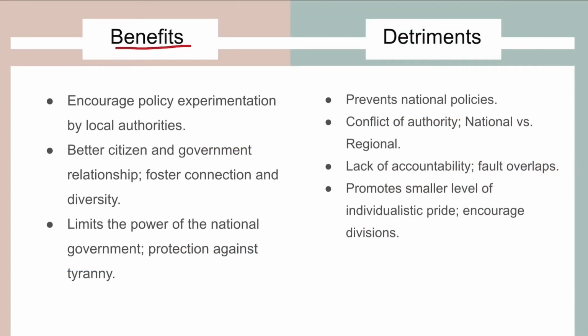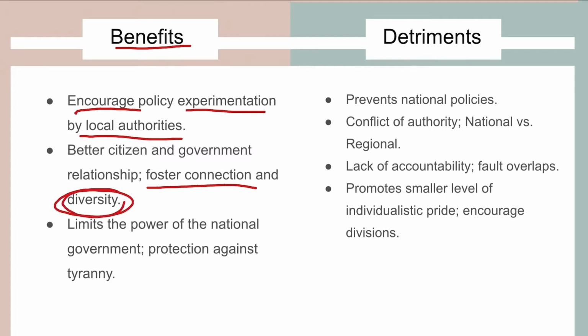And now for the benefits. This encourages policy experimentation by local authorities. Whenever a subunit implements a law, you can see that as a testing ground, which other subunits can analyze. With this system, the government and the citizen can feel much closer to one another. And in terms of power, the local government can represent the people and their interests. And this system also prevents tyranny.